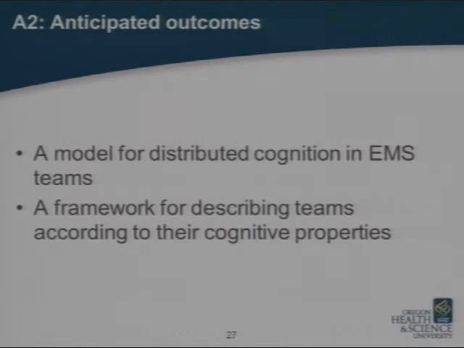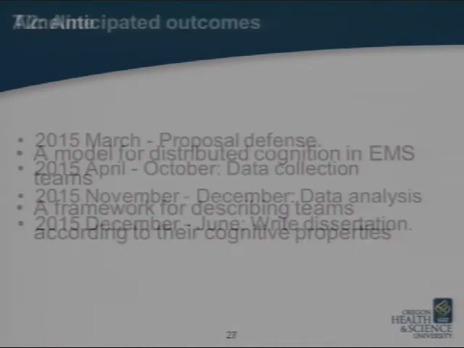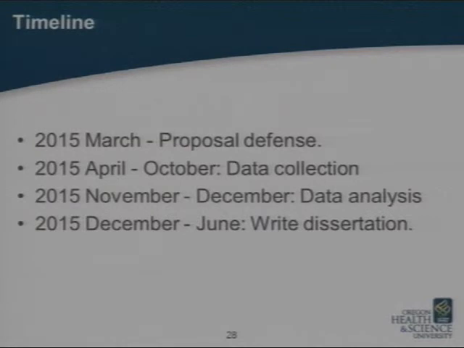So what I'm hoping to do, from all of this work, is to develop a model of distributed cognition within EMS teams and a framework for describing teams according to their joint cognitive properties. I plan to accomplish this by delivering my proposal defense this month, performing data collection over the next 7 or so months, performing data analysis in the following 2 months, and writing my dissertation within 6 months after that.